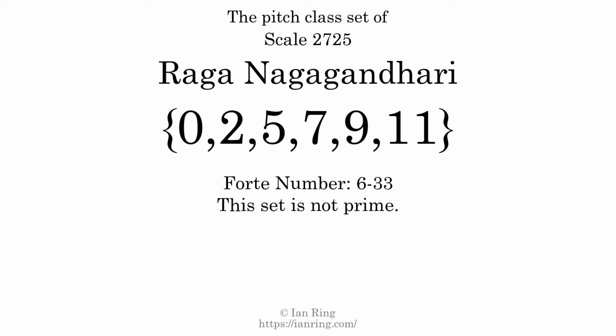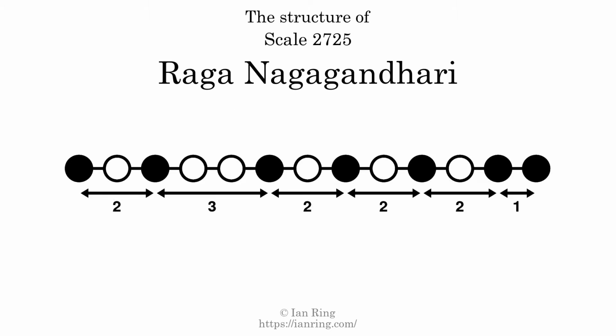The fault class is 633. This set is not prime. The structure of a scale is a description of the interval distance between each successive tone. This scale has a structure of 232221.